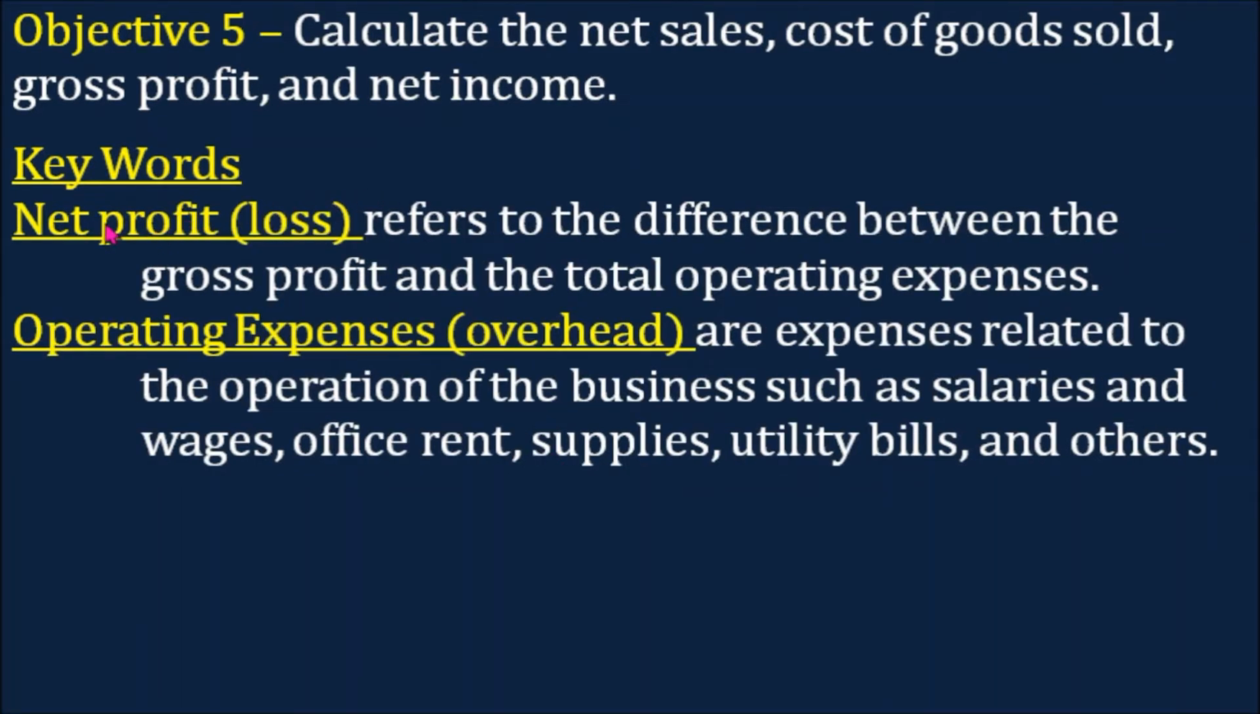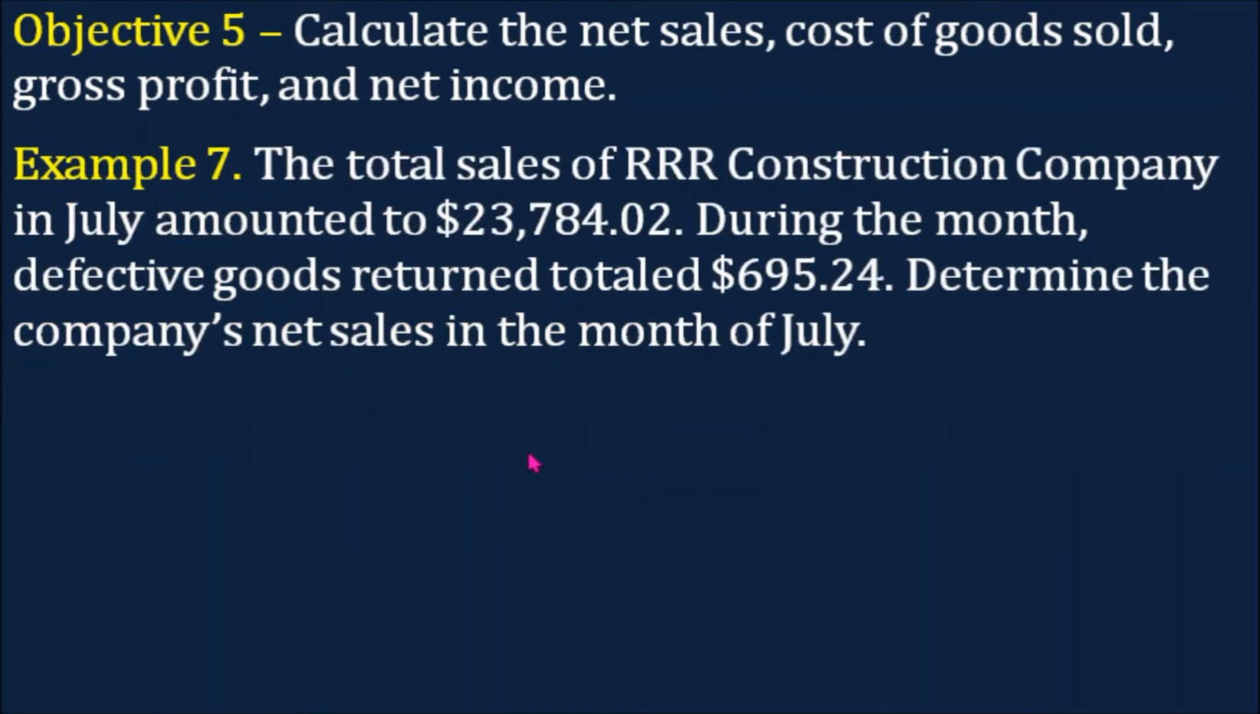And we have here additional keywords. Net profit or loss refers to the difference between the gross profit and the total operating expenses. So if the total operating expenses is greater than the gross profit, it will be a net loss. Then we have here operating expenses or the overhead. These are expenses related to the operation of the business, such as salaries and wages, office rent, supplies, utility bills, and others.